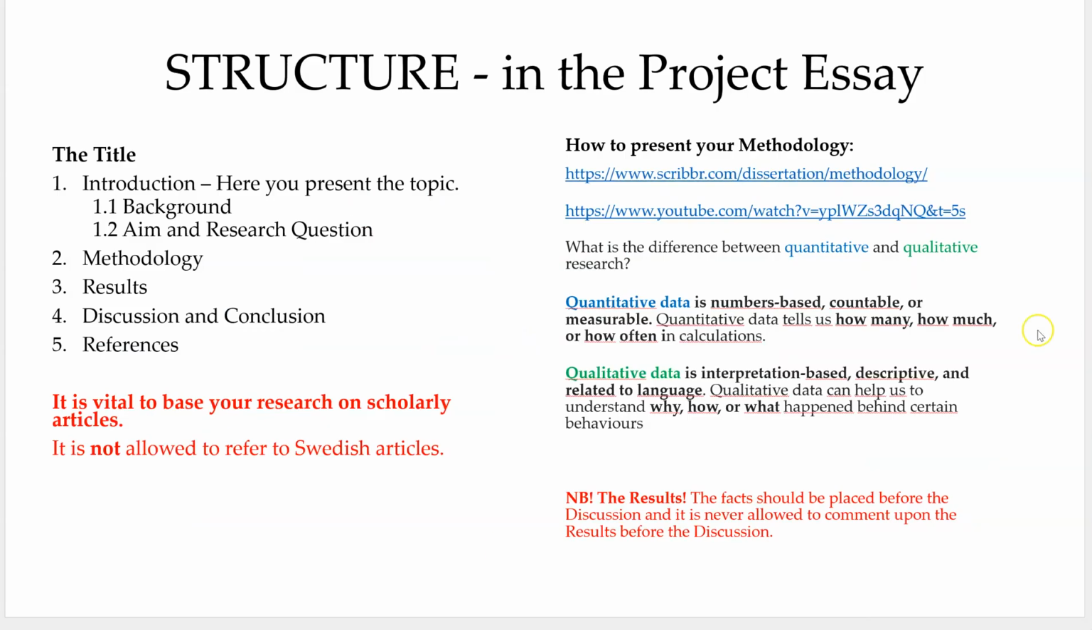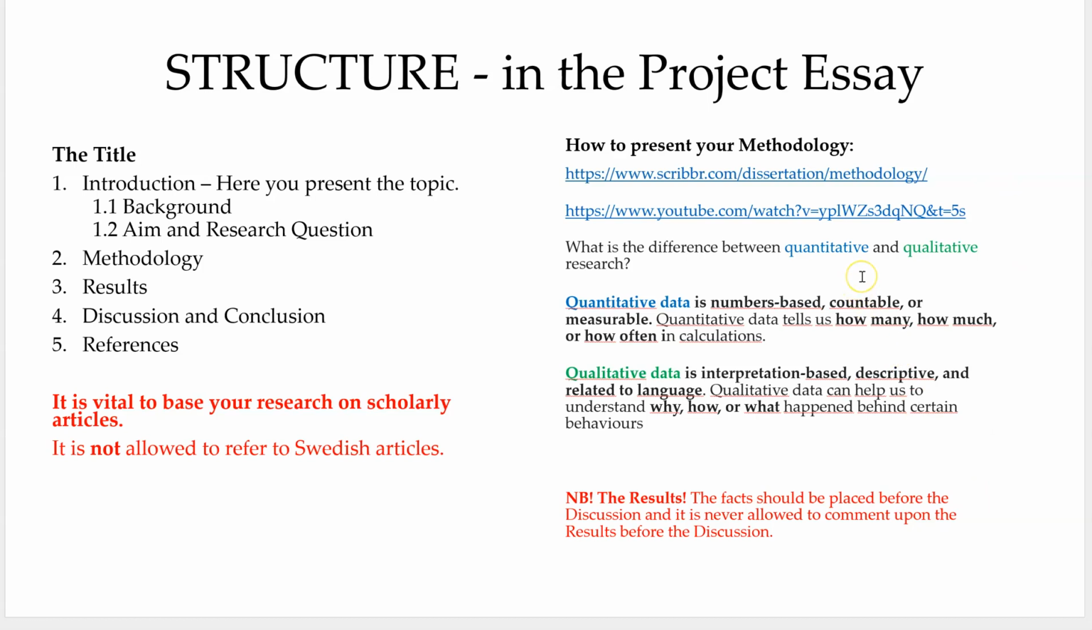How about the structure, then, in the project essay? You need to have a title, of course. First, you have these points. You say 1. Introduction. You present the topic. 1.1, the background. 1.2, the aim and the research question. 2, the methodology. And if you go to the right, you will find some really good links to how to understand what methodology really means.